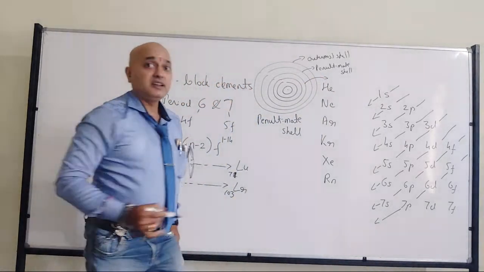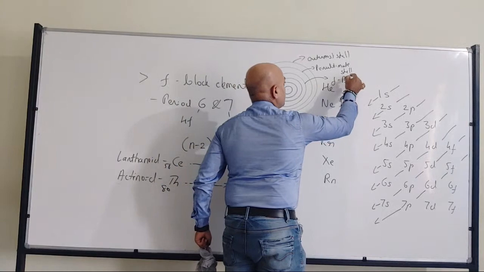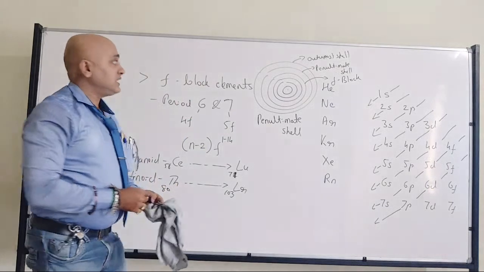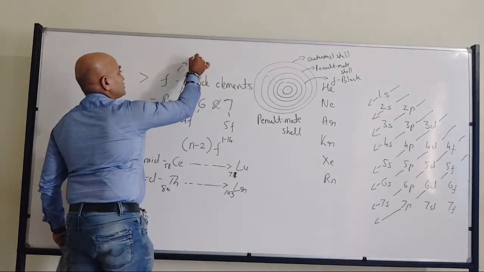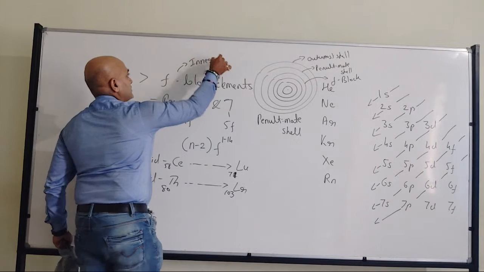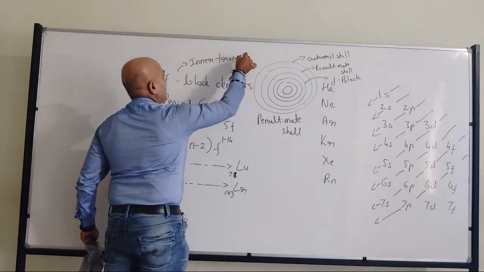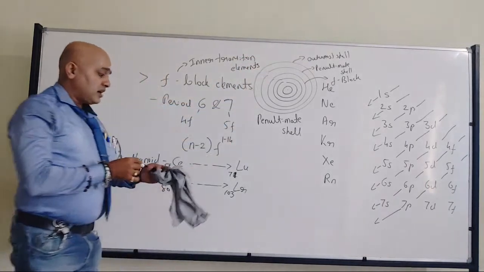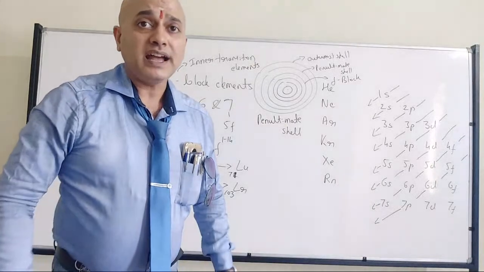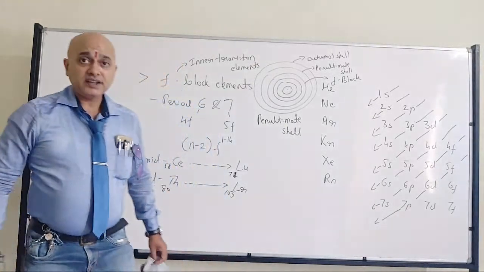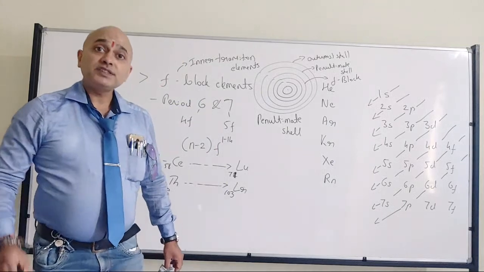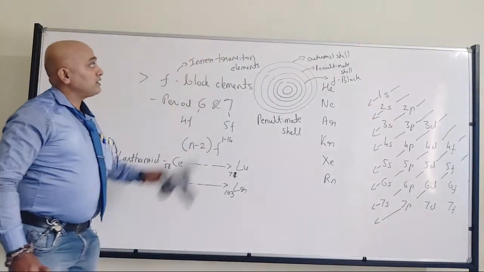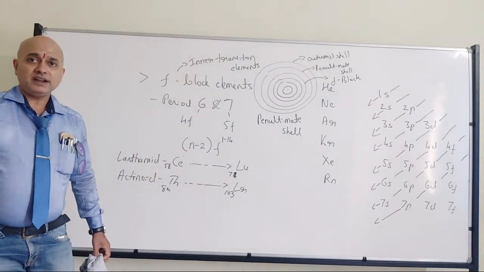inner energy level which is getting filled up when it comes to F block elements. Right? So therefore, they are called inner transition elements. Why inner transition elements? Because unlike transition elements where the penultimate shell was getting filled up, here it is the shell which is much more inner to the penultimate shell which is getting filled up. So therefore, they are called inner transition elements.